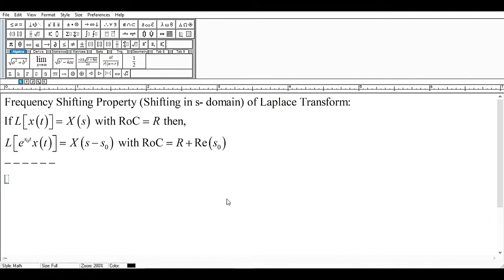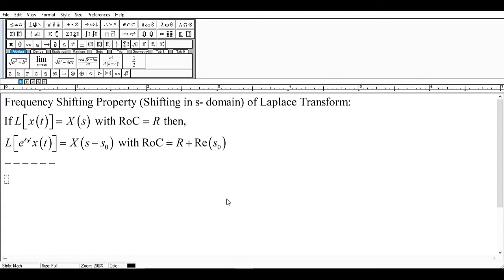Hello friends, in this video we are going to discuss the frequency shifting property of Laplace transform, which is also known as shifting in S domain. According to this property, for any continuous time signal x(t), if the Laplace transform of x(t) is X(s) with the region of convergence equal to R, then the Laplace transform of e^(s0 t) x(t) will be X(s minus s0) with the region of convergence being R plus real of s0.